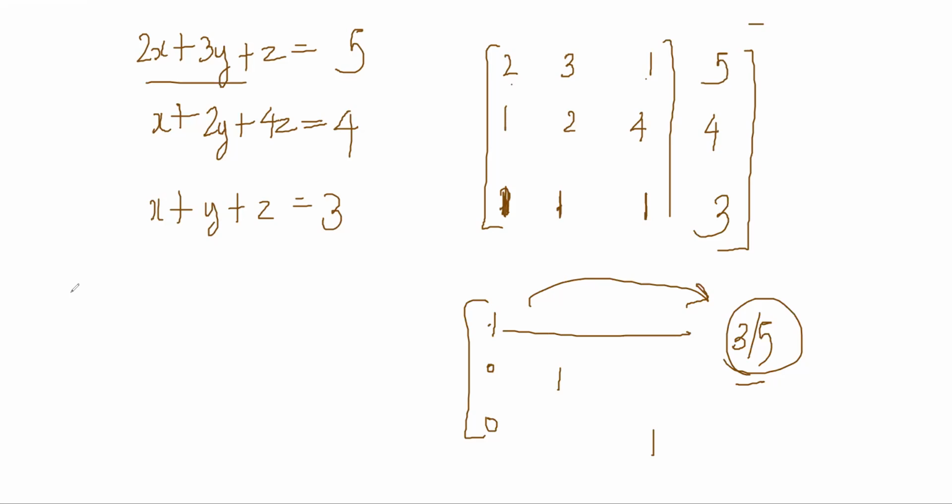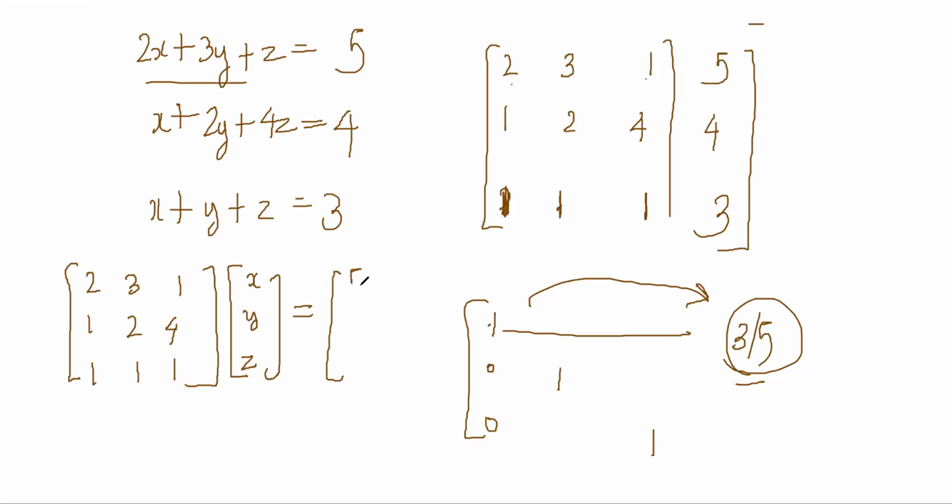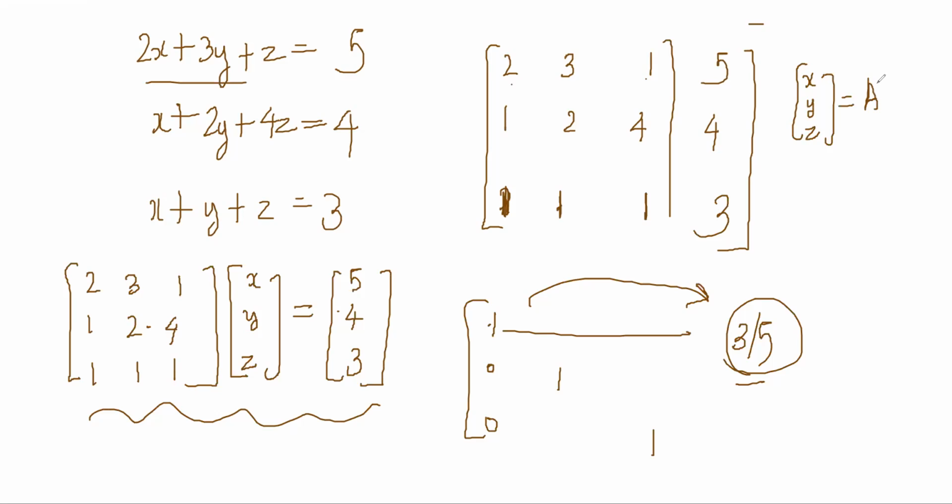Another way is this: if you have this matrix 2, 3, 1, 1, 2, 4, 1, 1, 1, you can think of it as a multiplication of two matrices. This is what we did in 12th. This is a method where you are finding the inverse. So xyz should be equal to A inverse into 5, 4, 3, where A is the coefficient matrix.